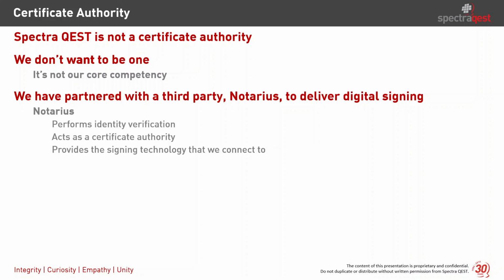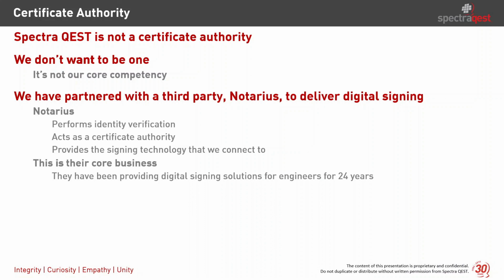Notarius is a Canadian company that has been in the business of digital signatures for over 20 years. And they perform identity verification on individuals. They act as a certificate authority in this manner, so they issue the certificates to individuals whose identity they verified. They manage the life cycle of those certificates. They have processes for revocation, expiry, etc. And they also provide the technology that we connect to perform the digital signing action.